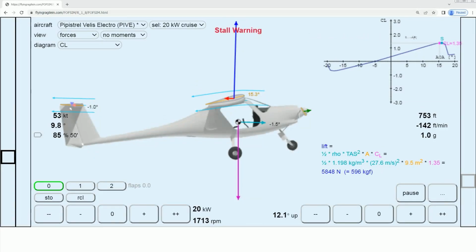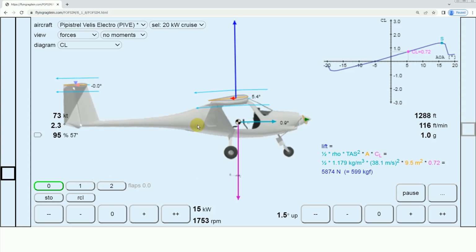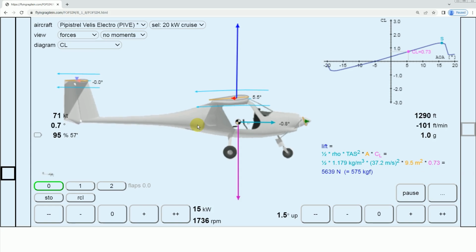This brings us to the end of this video, and you can play with the sim for yourself if you want. A link is in the description below. A nice experiment is to select the level flight and to add or remove power. Try to find out what happens and why.